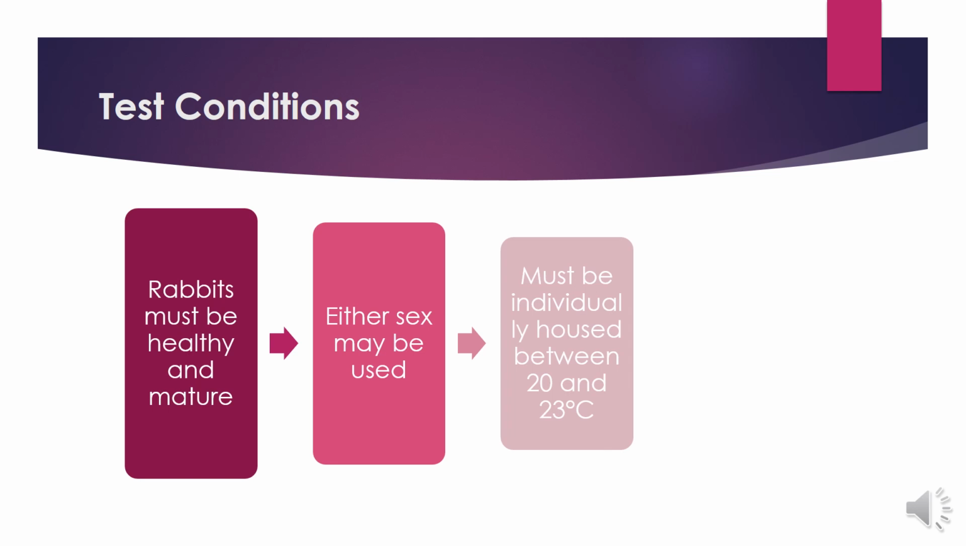Whatever rabbits are selected for this test must be individually housed between 20 and 23 degrees centigrade. It means their environmental temperature, or the cage in which they are kept, must be individual, and the temperature should be maintained between 20 and 23 degrees centigrade. It should not exceed that, because that may also create confusion or improper results.